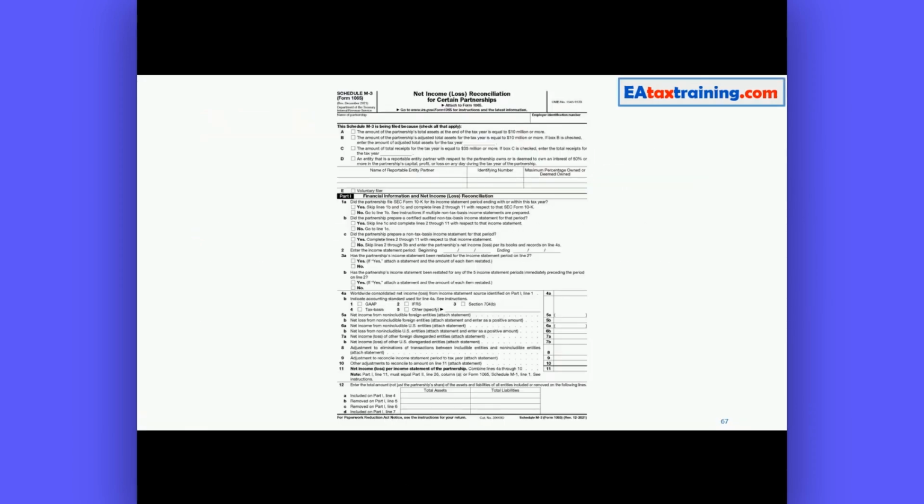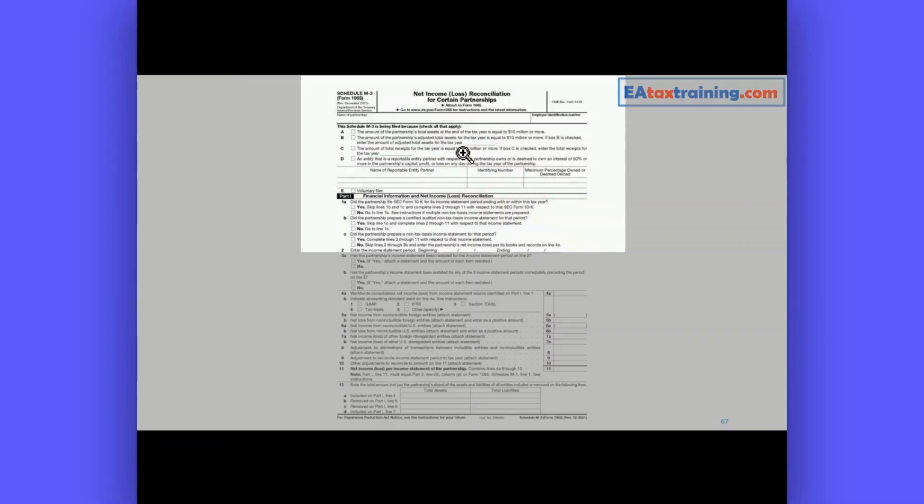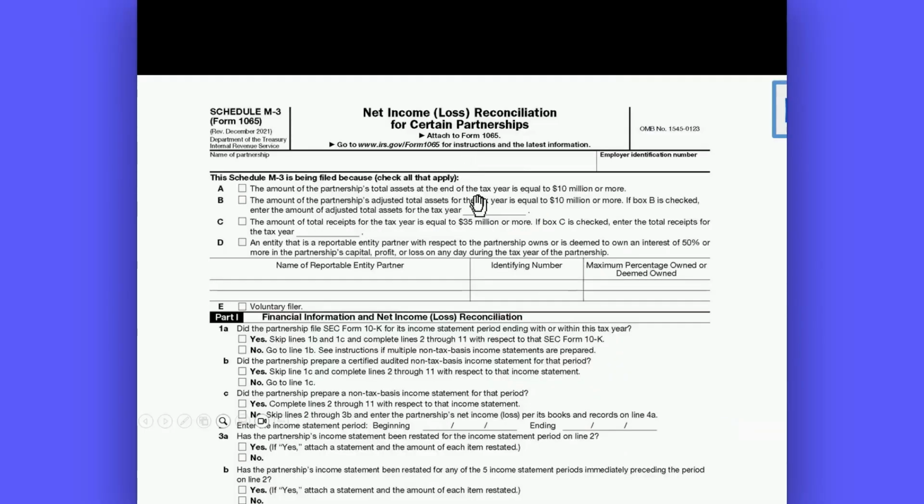So what does the M3 look like? Here it is. Again, you're going to want to get one of these and look at it so that you know. So at the top here is the reason you're filing it. This is the things we just went over. Partnership assets are over 10 million, adjusted total assets over 10 million, etc. So you check the box about why you are filing M3. Or if you're just filing it because you want to, then you would check down here, E, voluntary filer.